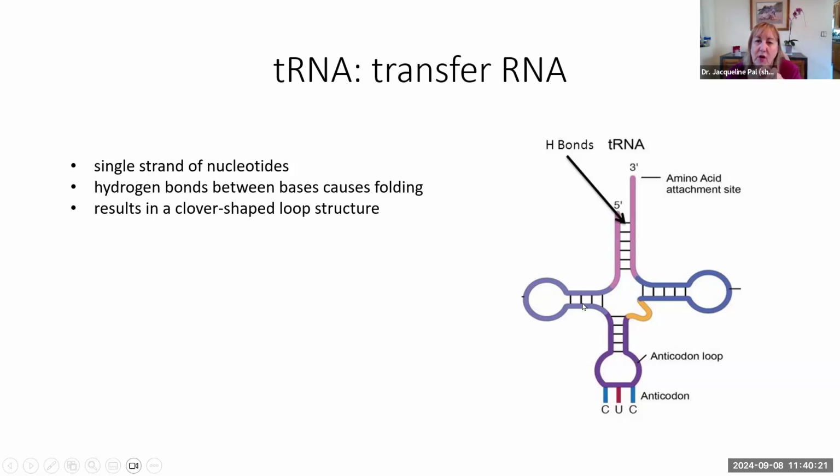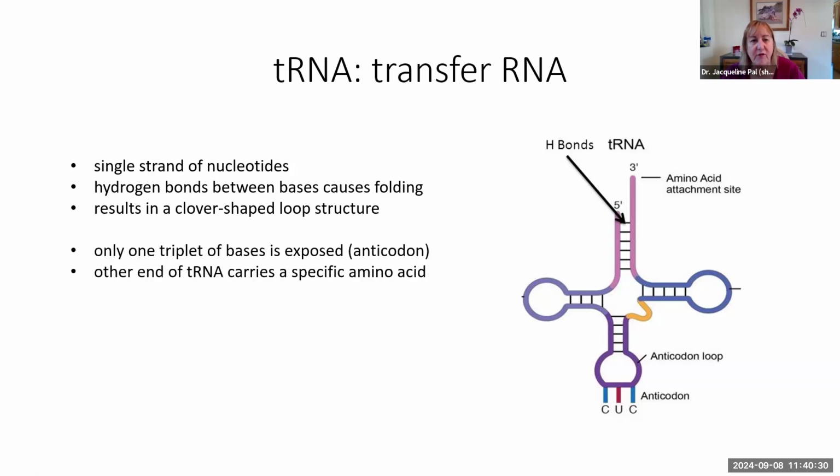And in the folding, we end up with this clover leaf structure that has these three different loops on it. So we have this clover leaf, and in this middle loop, three of the nucleotides are looking to the outside, and these exposed nucleotides form what is called the anticodon, not a codon, but an anticodon. So remember, the codon is on messenger RNA. It's a triplet of bases on messenger RNA. And the anticodon is this exposed triplet of bases in the middle of transfer RNA.